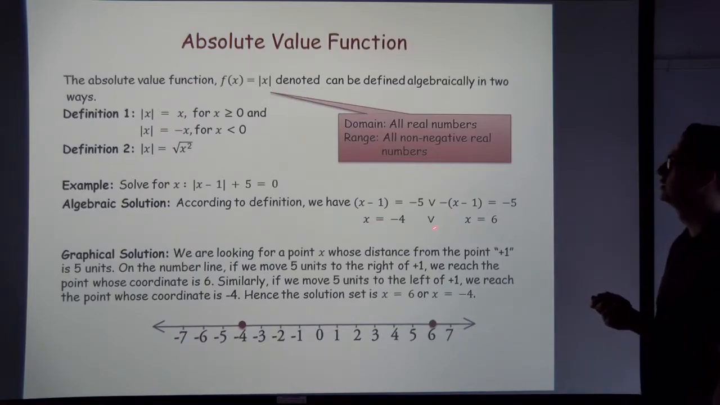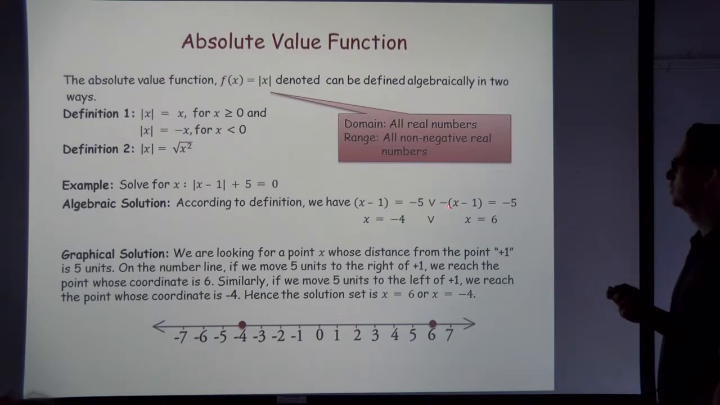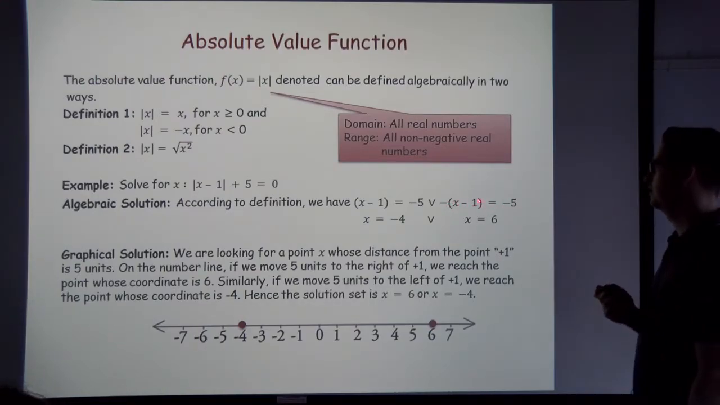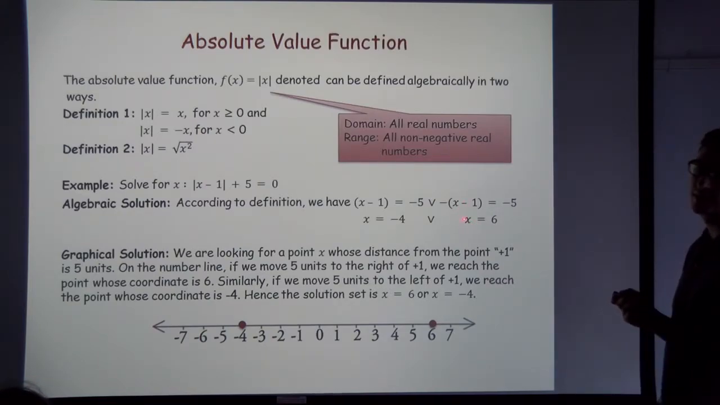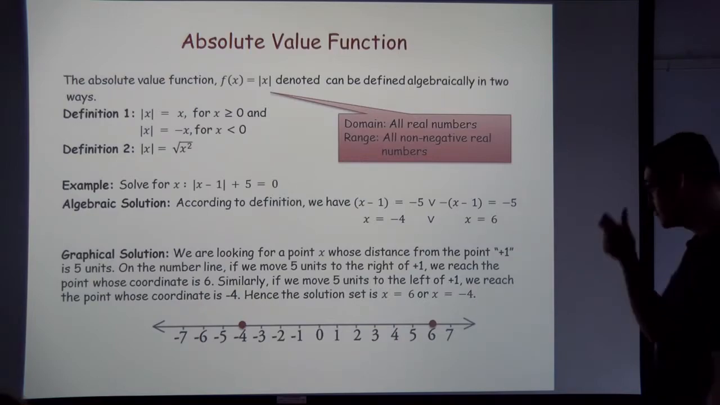If we were to solve it the second way algebraically, meaning we have to come up with a negative 1 to distribute across to our absolute value, it would be negative 1 times x minus 1 to equal negative 5. Solve algebraically for x, and we'll find that our second solution is going to be x equals 6.